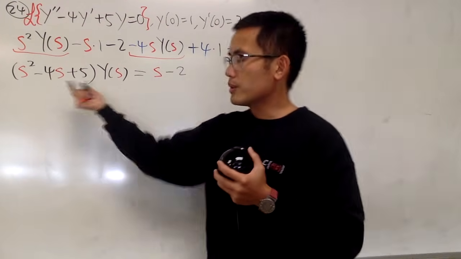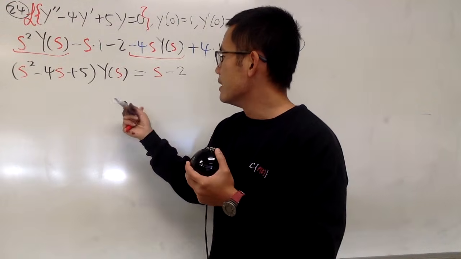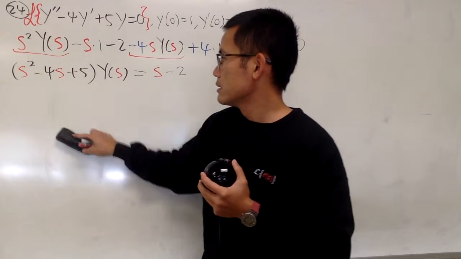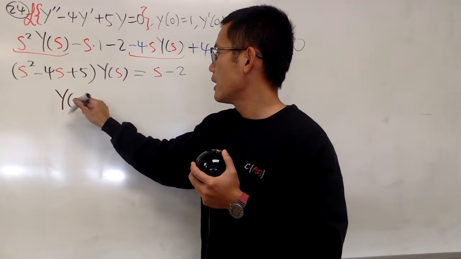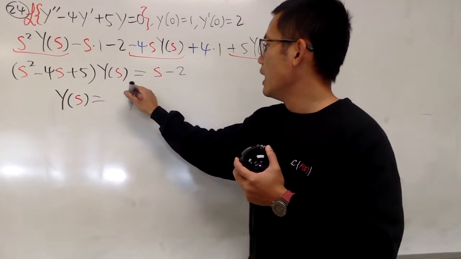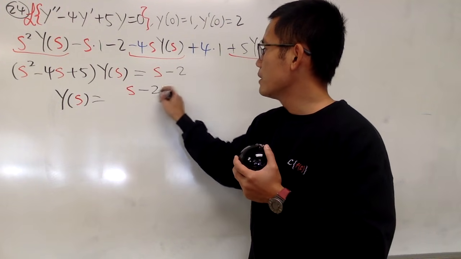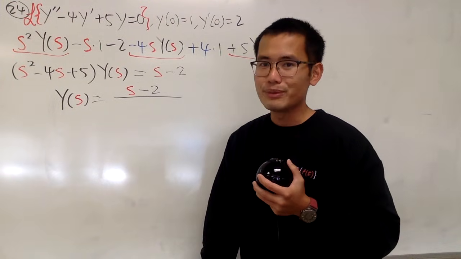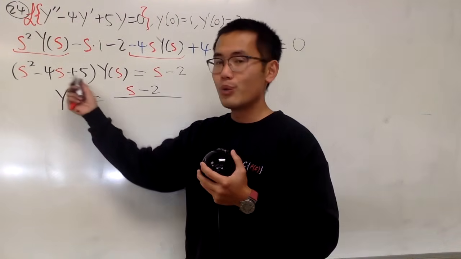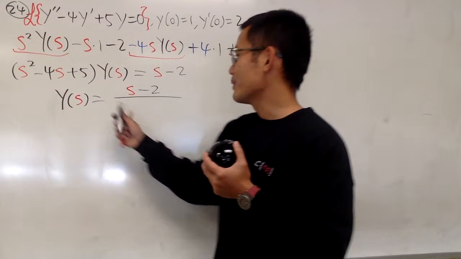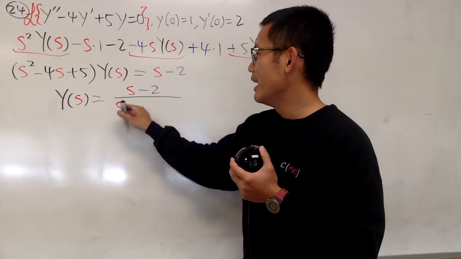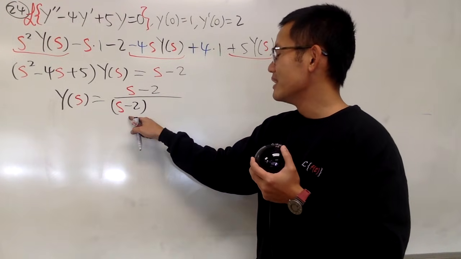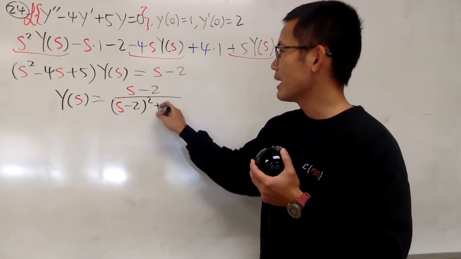And finally, you can just go ahead and divide that. So we have Y of s equals s minus 2 over that denominator. Guess what? We have to complete the square. So let's do this right now. Completing the square, we get s minus 2 squared plus 1.